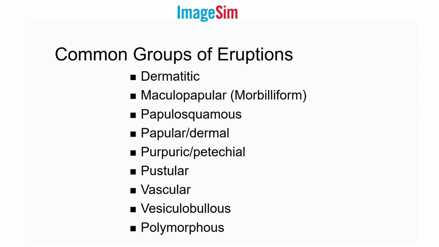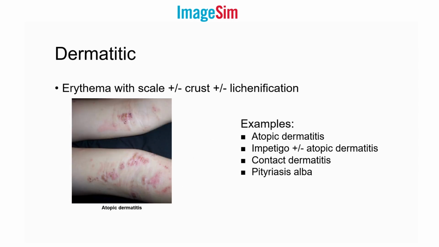Common groups of eruptions include dermatitic, maculopapular, also known as morbilliform, papulosquamous, papulodermal, purpuric or petechial, pustular, vascular, vesiculobullous, or polymorphous. Dermatitic includes an erythema with scale, crust, or lichenification. Examples include atopic dermatitis, impetigo with or without atopic dermatitis, contact dermatitis, and pityriasis alba.